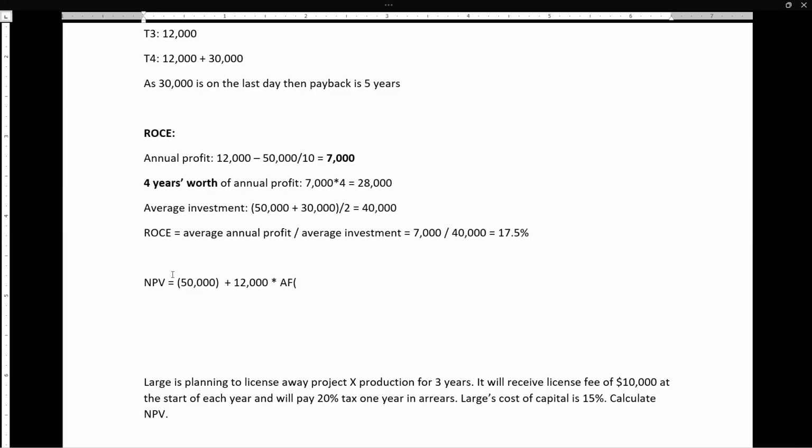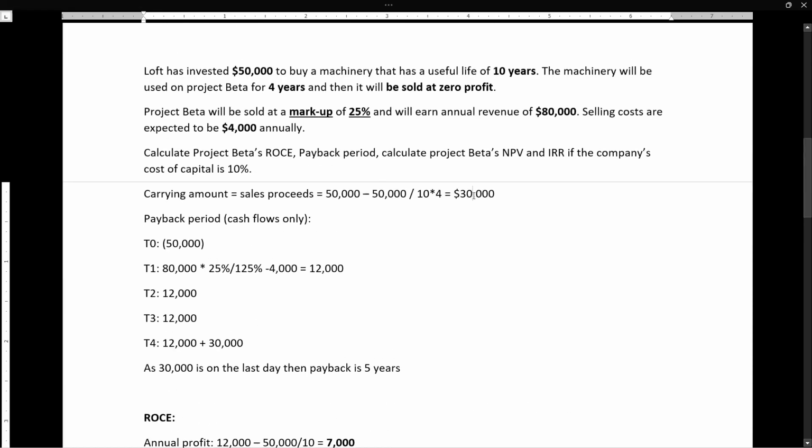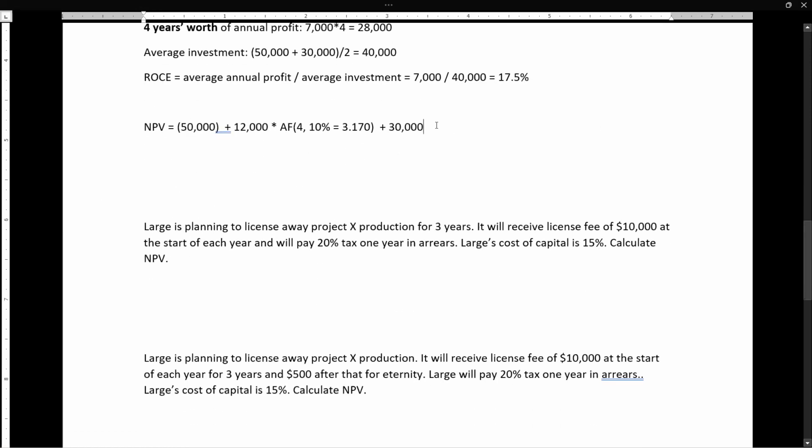And we multiply it by annuity factor of 4 years and 10%. We're given a cost of capital of 10. And we know that annuity factor for 4 years and 10% that is given to us in our annuity table is 3.170. And then we're going to add the scrap value. So the cash flows that we have received from the sale of the purchased asset. So 30,000 in our case, we have calculated 30 as the carrying amount at the moment of sale because we were told that there was no profit. So that would be 30,000.